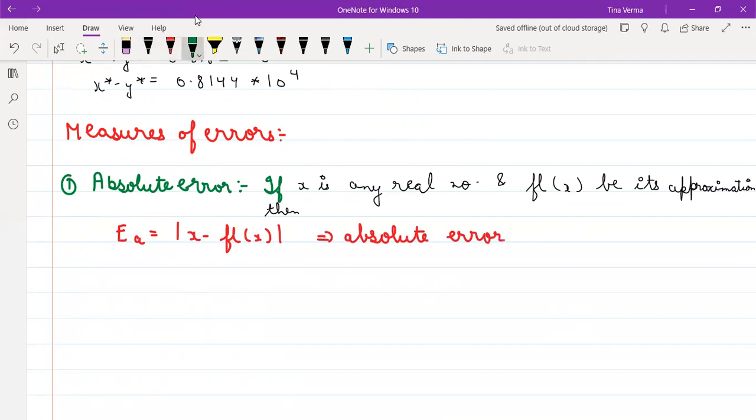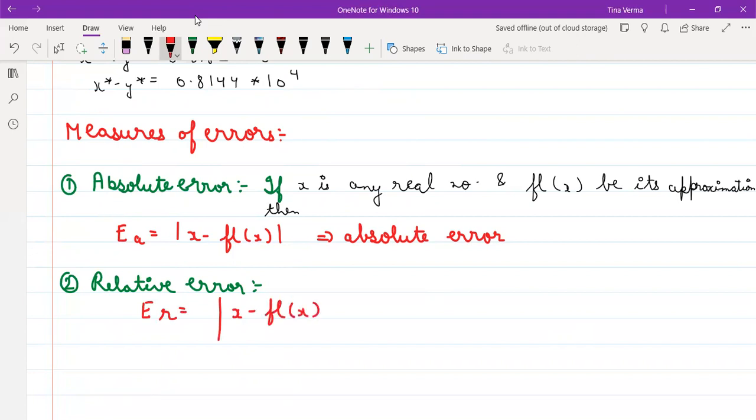And the next is relative error. The same definition: if x is any real number and you are using its approximation, then the relative error in that case will be ER, and that is the modulus of x minus the approximation divided by its actual value. This will be your relative error.